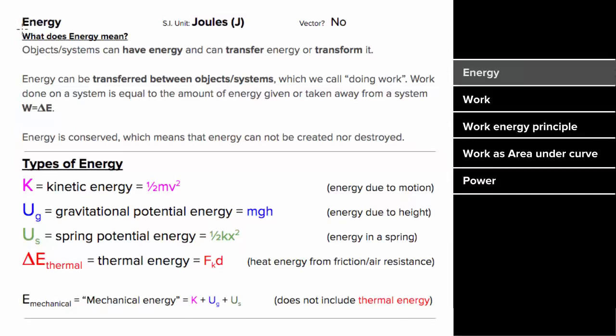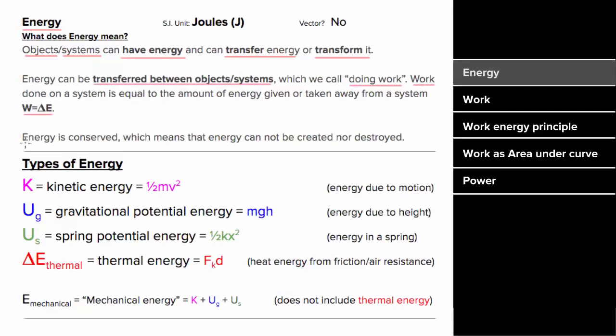Not only are there many different kinds of energies, but both objects and systems of objects can have energy. Once they have that energy, they can transfer it to another system or object, or that energy could transform to a different type of energy inside that system. When energy gets transferred, we call that work. And the amount of work that's done is the amount of energy that was transferred.